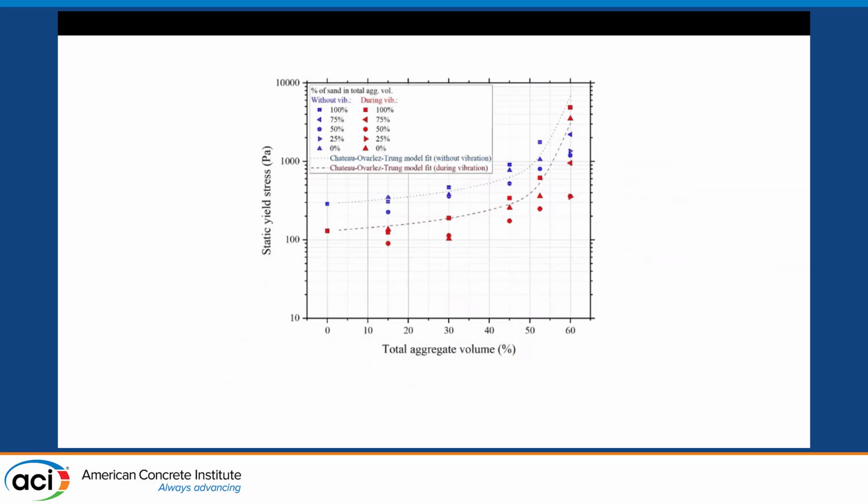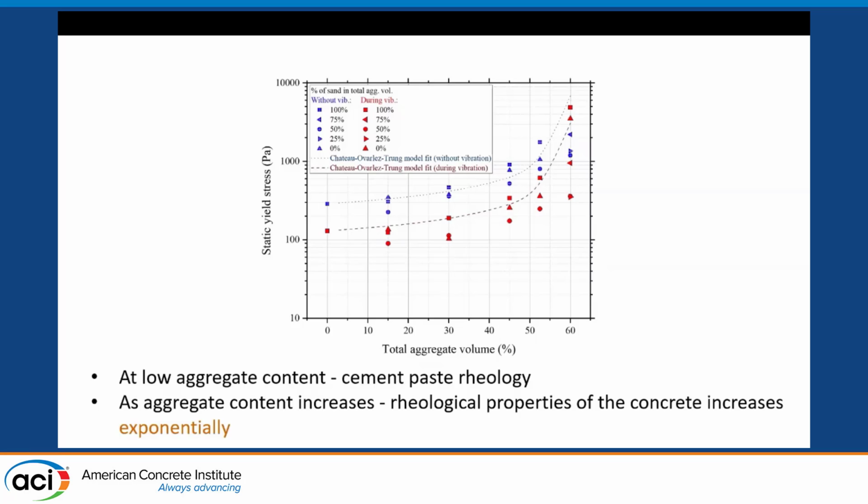The same data from the previous slide, I've plotted that again, but now with the total aggregate volume on my x-axis and the yield stress on the y-axis. You'll see it's initially flat up to about 30% aggregates. This is because there is no aggregate to aggregate interlock, right? The paste rheology dominates initially. But when there is enough aggregates, they start coming into contact with each other, and you'll see an exponential increase in the yield stress. So as aggregate content increases, there's an exponential increase.